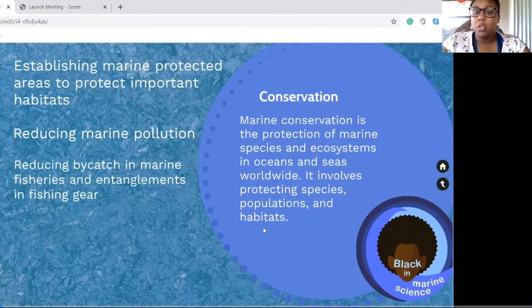Marine conservation talks about the protection of marine species and ecosystems, just like the ones we saw before. So we protect the species, the populations, and the habitats. One way of doing so is by establishing marine protected areas to protect important habitats. These can be found all over the world, and we usually try to limit how much human damage can be caused in these areas. Another great thing to do is reducing marine pollution, and that can be anything from trash to chemical pollution to other environmental issues. And a very big thing is reducing bycatch in marine fisheries, especially because a lot of the times the bycatch is what we don't want to catch anyways, and usually these tend to be pretty cool critters that we don't want to harm, right?